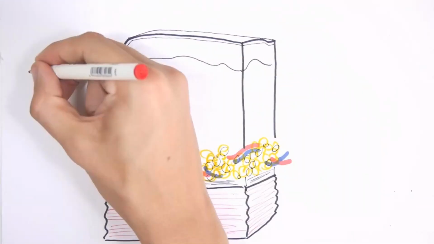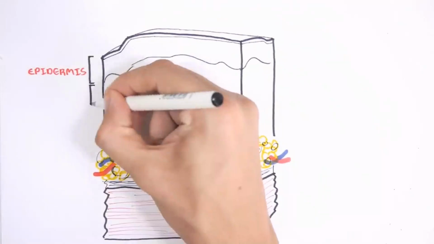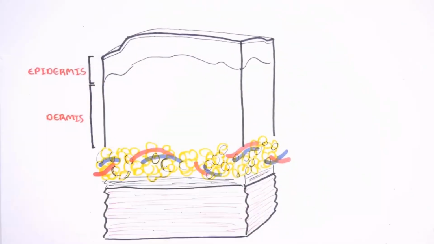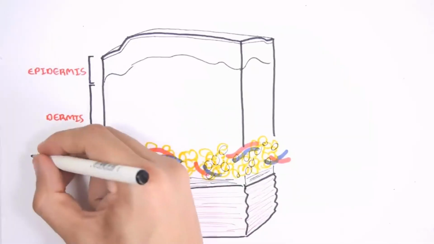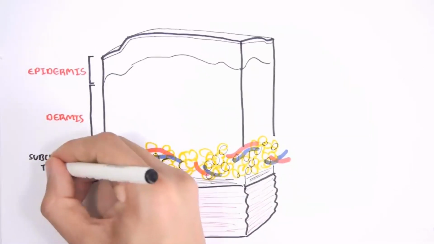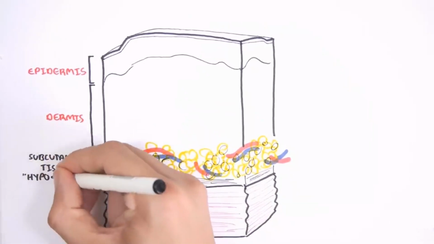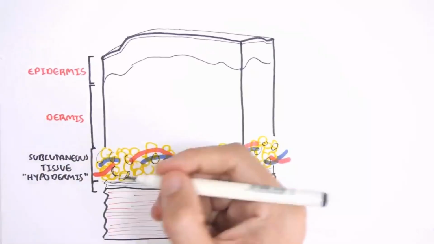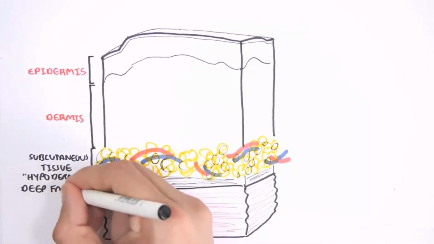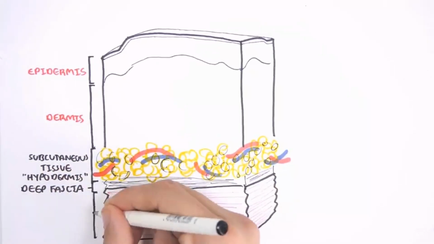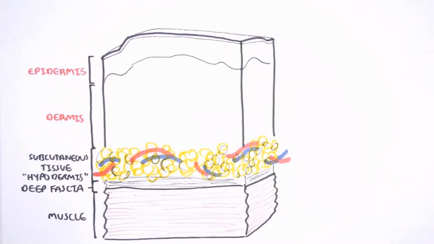The skin anatomy, the skin layers, two main ones, epidermis and the dermis. Below the dermis is your subcutaneous tissue, also known as the hypodermis, which is what actually makes up your superficial fascia. Below the superficial fascia is the deep fascia, a layer of connective tissue which surrounds organs such as your muscle here.